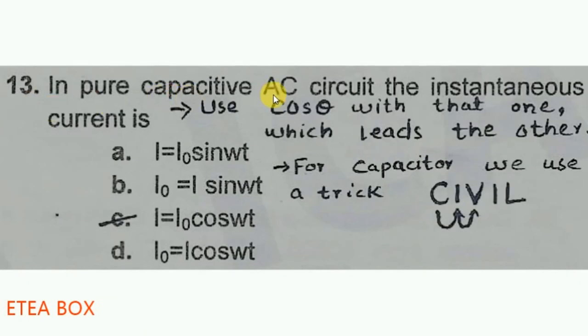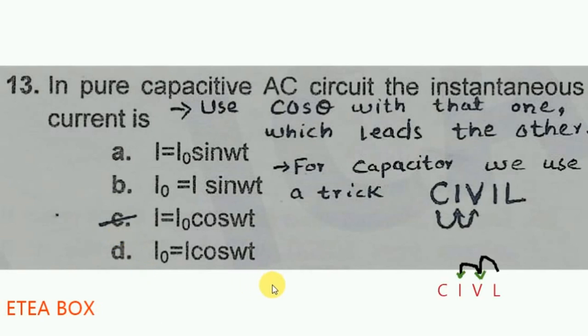In pure capacitive AC circuit, the instantaneous current is, now use cos theta with that one which leads the other. Look here, for a capacitor we use the trick CIVIL. Just ignore this I. So here in a capacitor the current leads the voltage. When current leads, you have to use cos theta with current. So the instantaneous current is option C, I naught cos omega t. You have to use cos theta with that one which leads. So option C is the correct one.